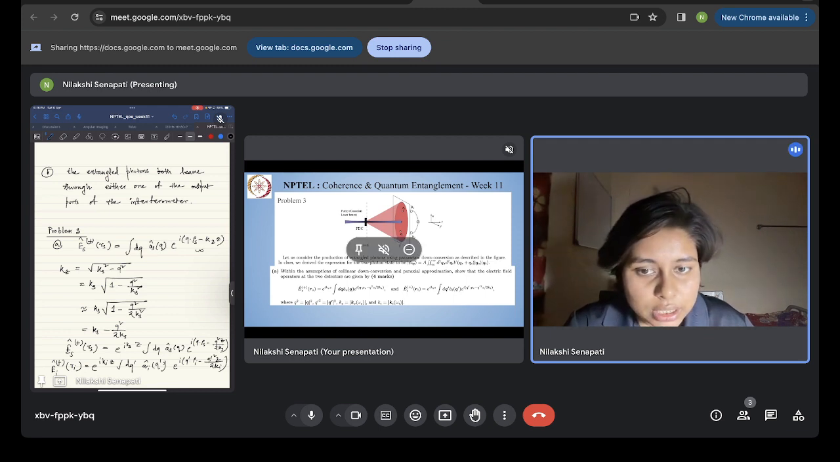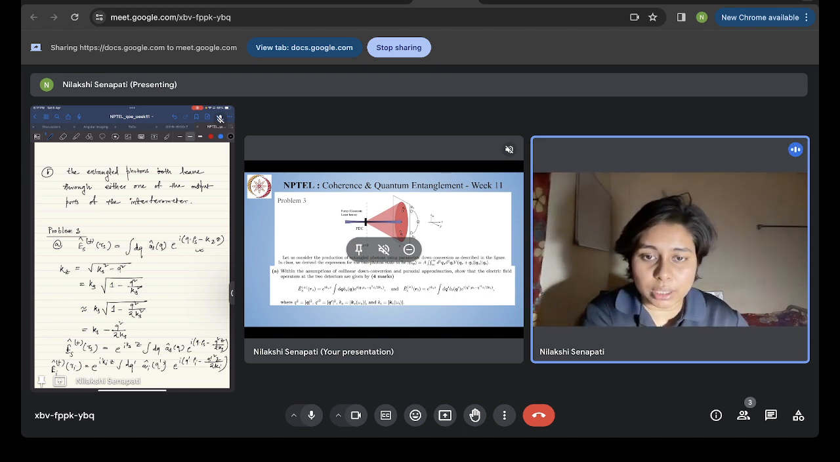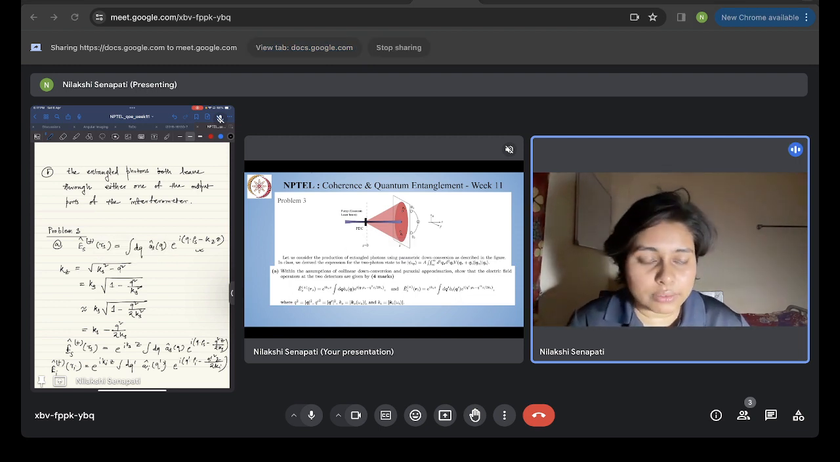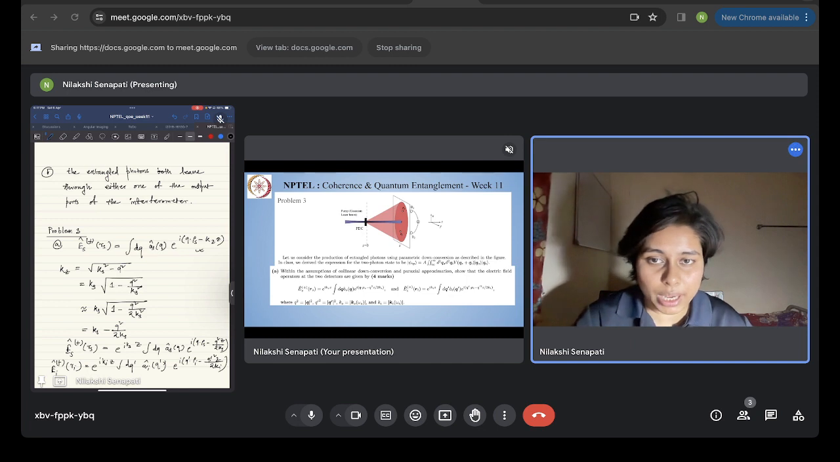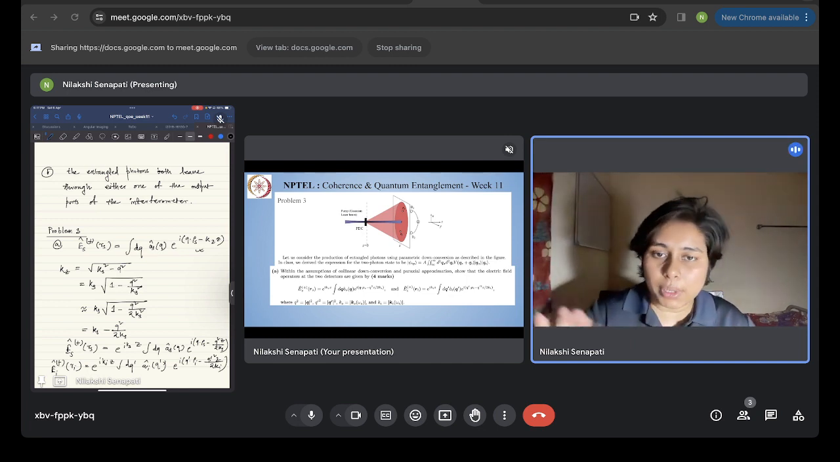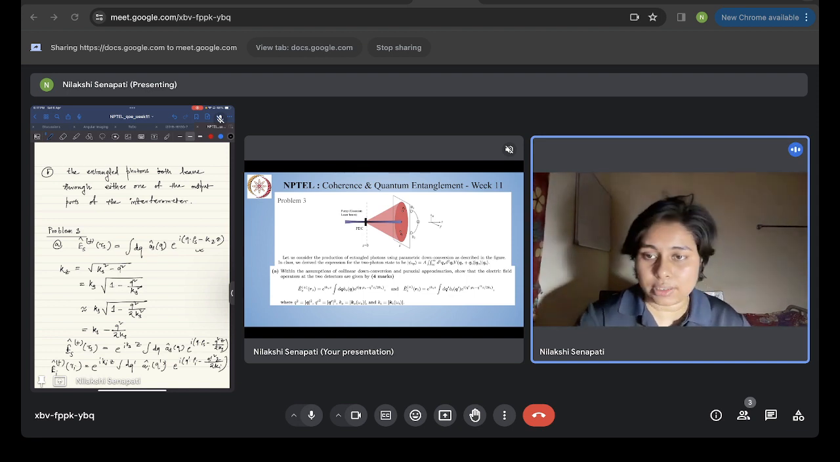So you needed to prove this: within the assumption of collinear down conversion and paraxial approximation, show that the electric field operators at the detectors become this. You just need to write the electric field operator and take the collinear and paraxial approximation, and we'll get this. So part A is proved.